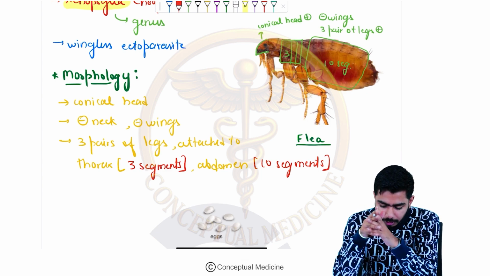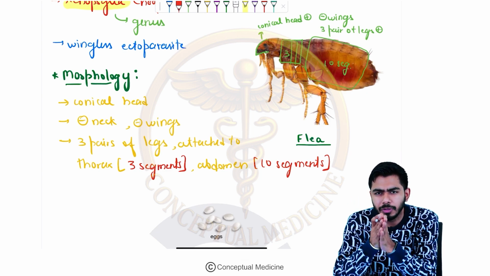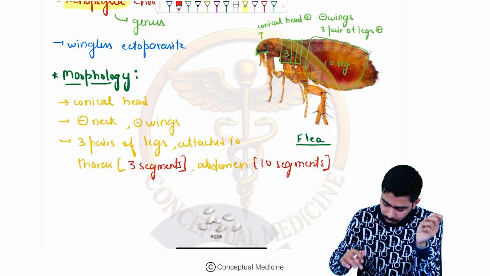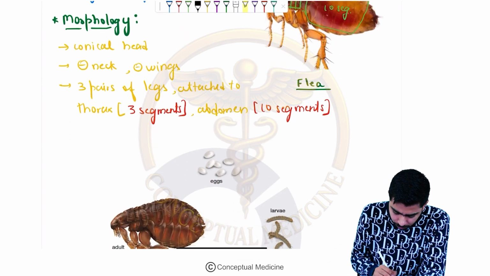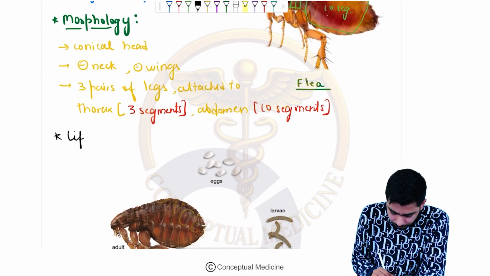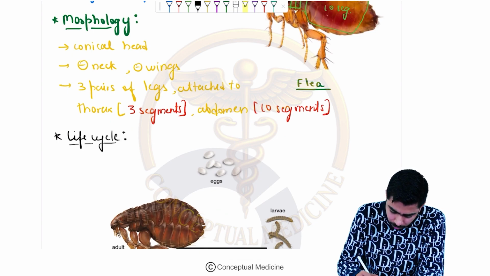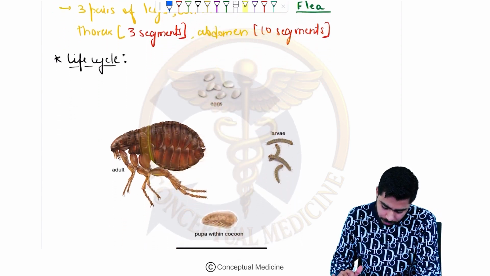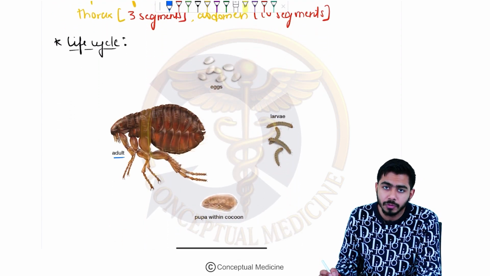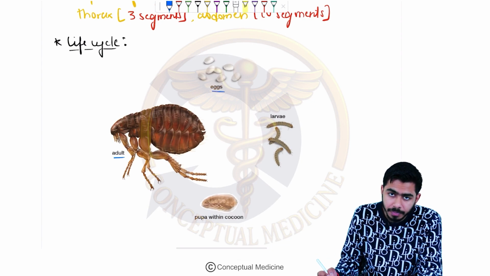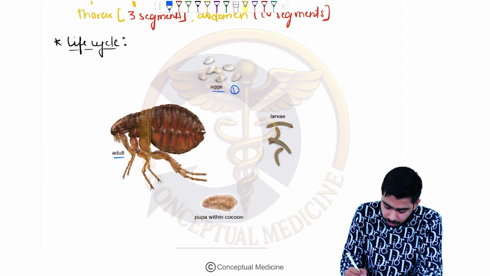Now, guys, if you talk about the life cycle of the flea, there are 4 stages. So now let's talk about the life cycle of the flea. As we can see in this diagram, this is the flea, the adult form. It will be laying the eggs. This will be the first stage.